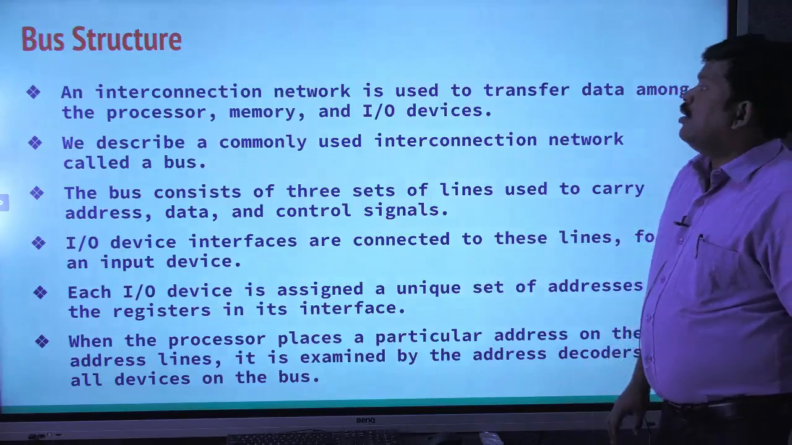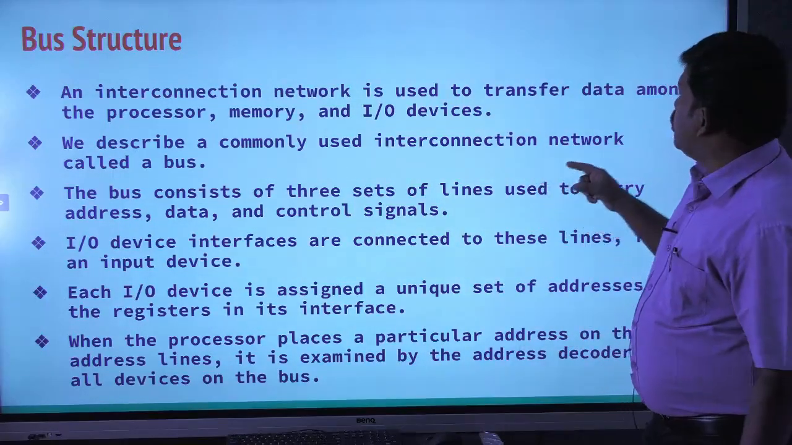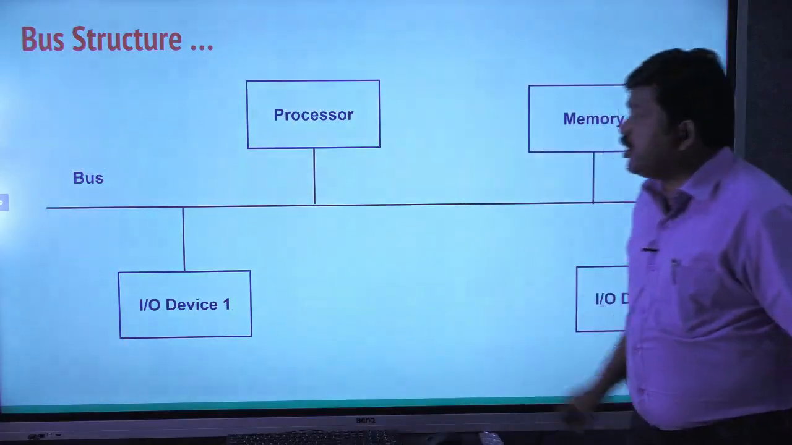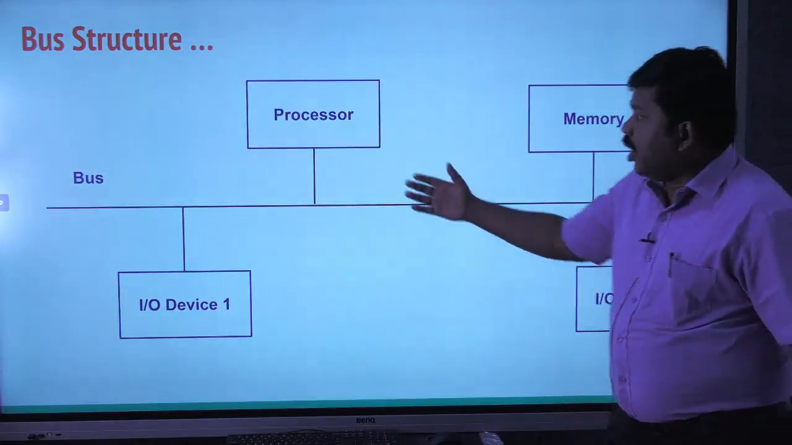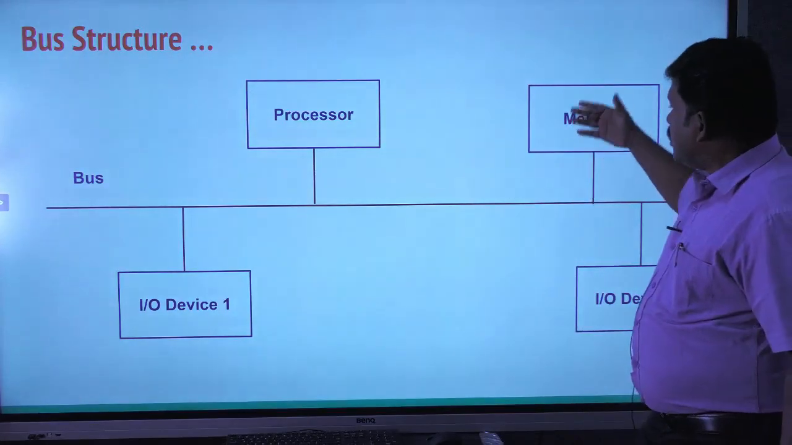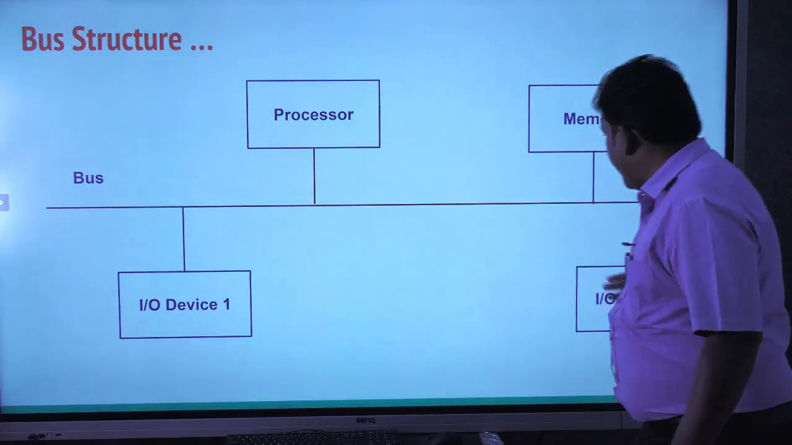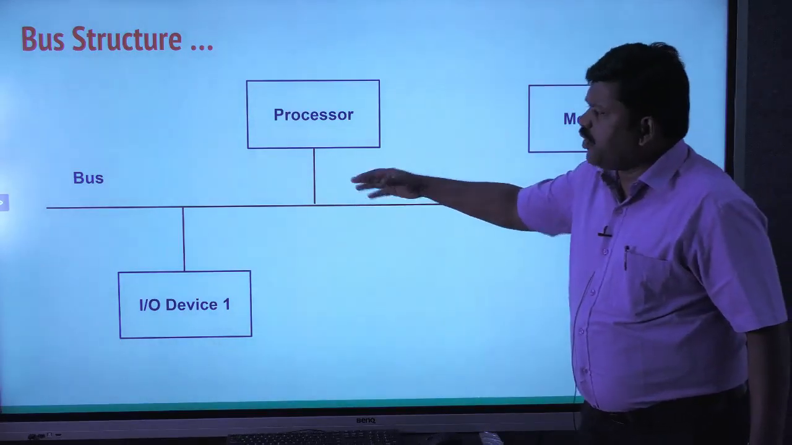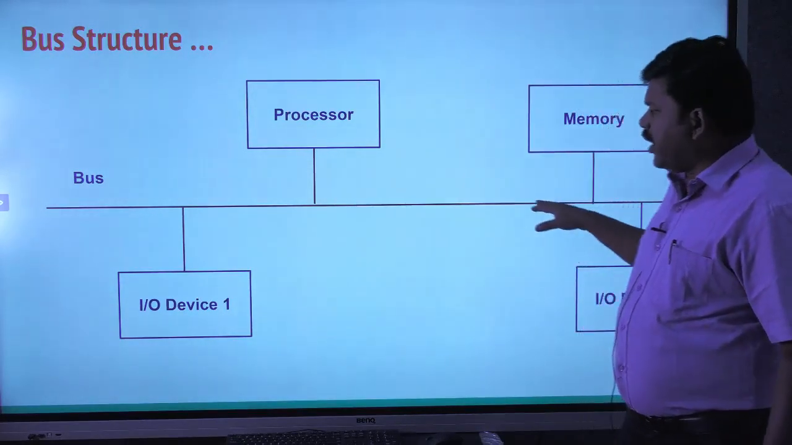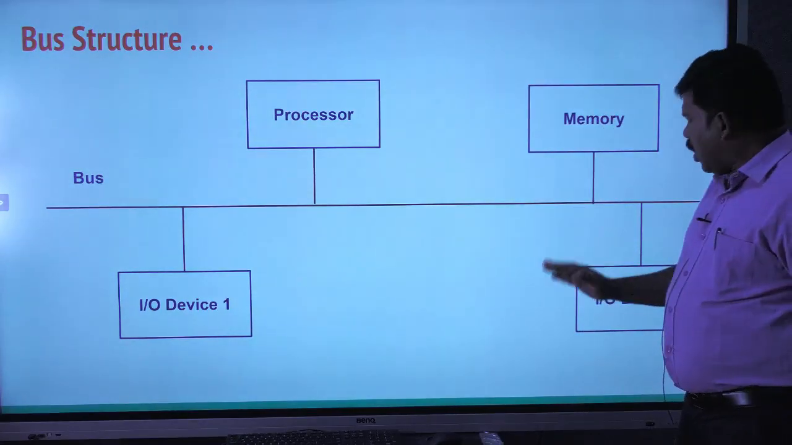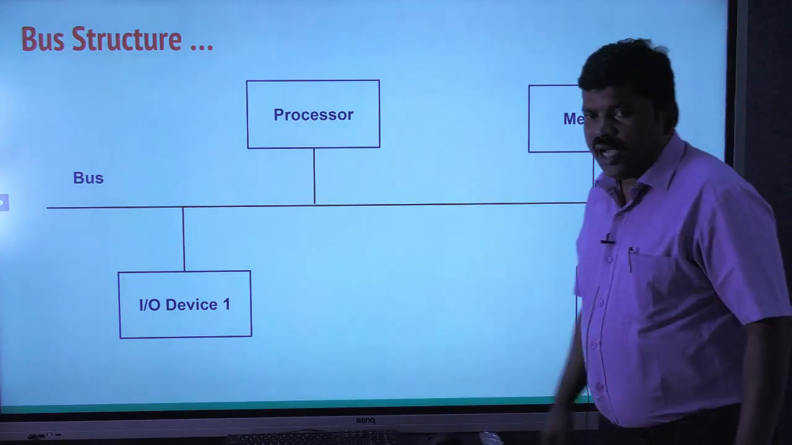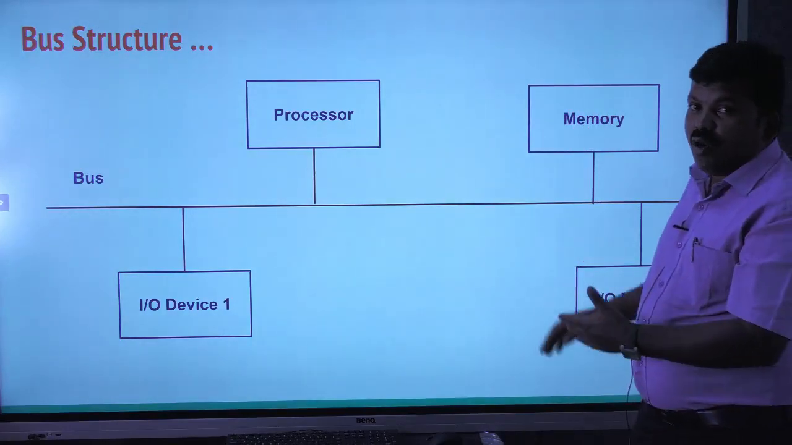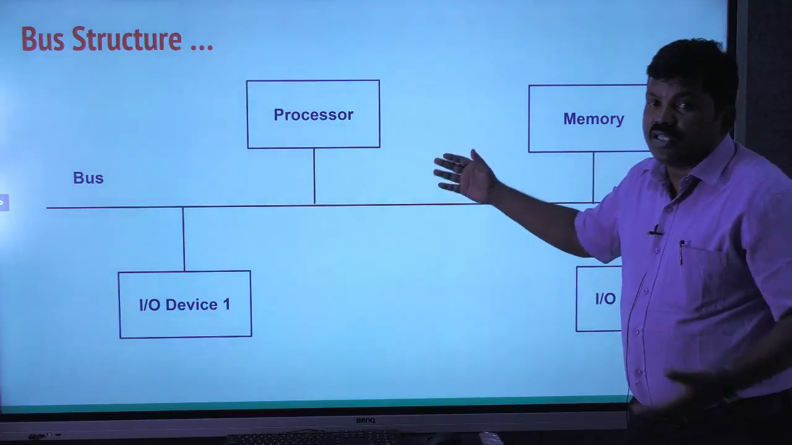So the interconnection network is used to transfer data. This is actually the bus structure. How do a processor, memory and all the remaining devices connect with some common buses? There are different varieties of bus. For simple understanding, we have this common line. The input devices and output devices, that is what we generally call I/O devices. We have n number of I/O devices. These I/O devices want to communicate with the system.